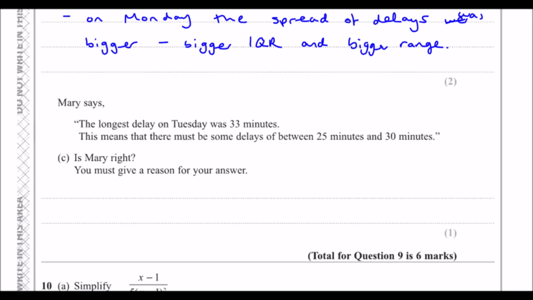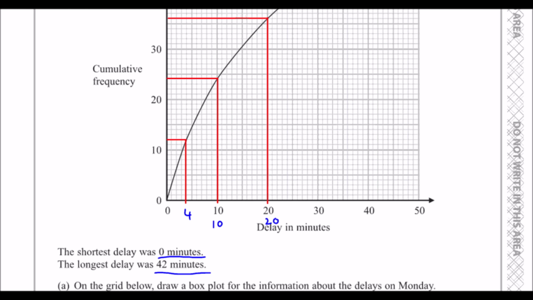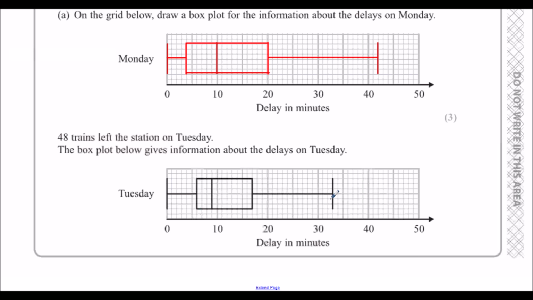Part C. Mary says the longest delay on Tuesday was 33 minutes. This means that there must be some delays of between 25 and 30 minutes. Is Mary right? You must give a reason for your answer. So the longest delay is 33, and this means there must be delays of between 25 and 30. But the longest delay is 33, and the upper quartile is at 17. So we've got no idea if there are any delays between 25 and 30.